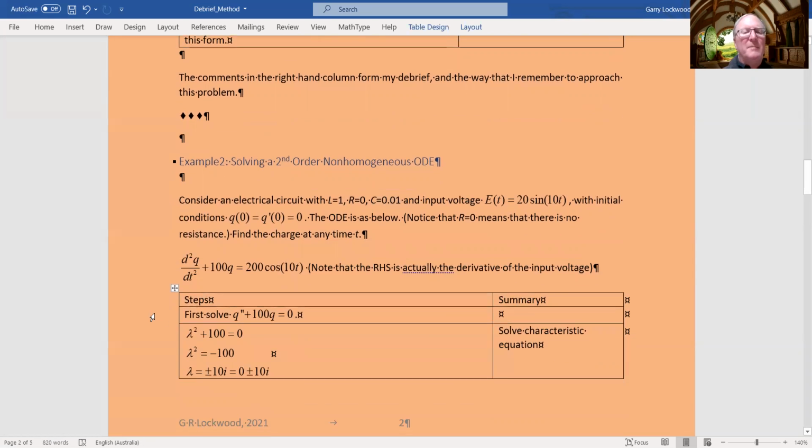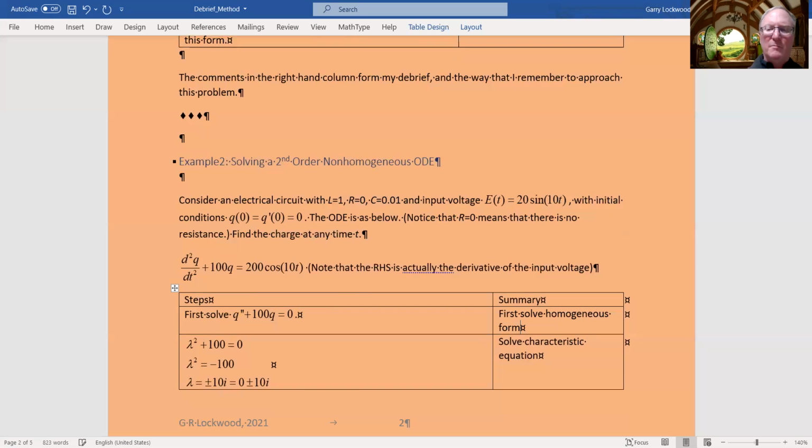So what are our steps? First solve this equation, Q double dash plus 100Q equals naught. And that's what we call the homogeneous version, where we've made the right-hand side 0. And I should say that: homogeneous.